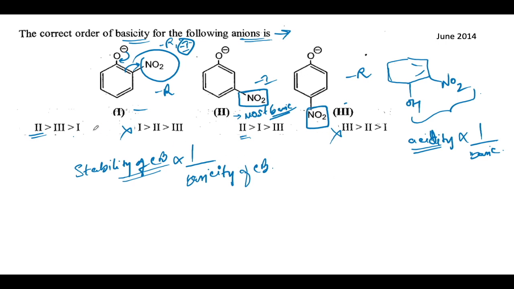So we can say that 1 is going to be more stable as compared to 3, and that's why 3 is more basic than 1. So your answer is option number A regarding this question.